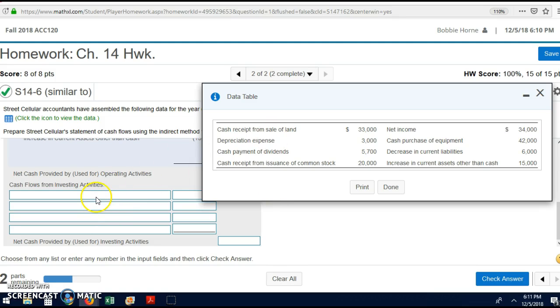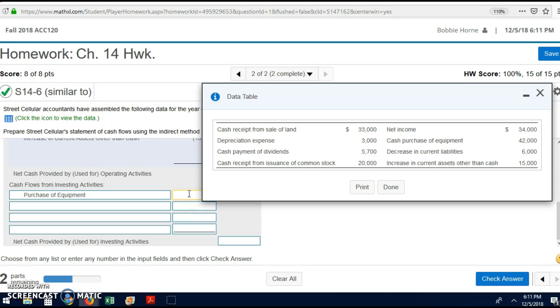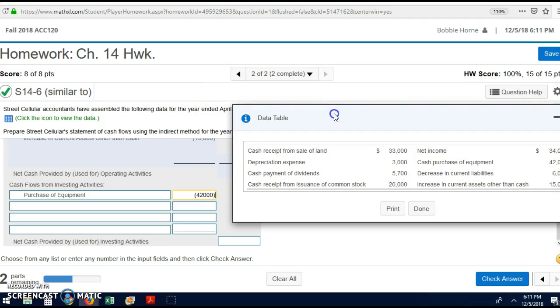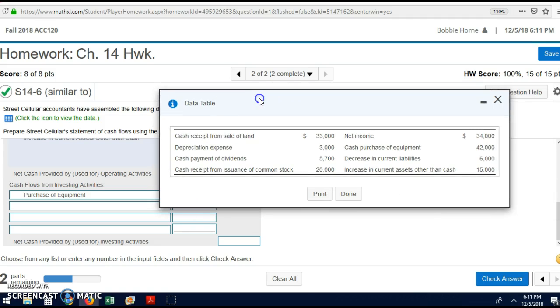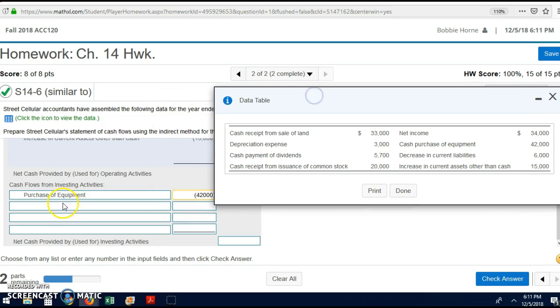Now for the investing section, it looks like we purchased equipment. And the equipment was 42,000. That's an outflow. Dividends, cash receipt from the sale of land. So we sold land. So that would be an inflow. And I don't see anything else. The net of that would be 9,000.